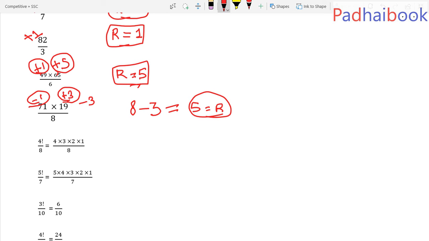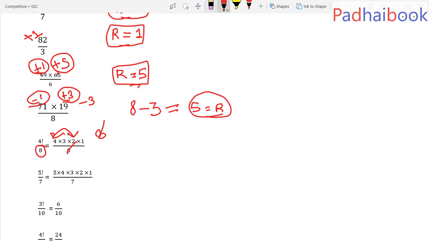Now in this example, what we are going to learn is, we are asked what remainder we will get when we divide 4 factorial by 8. As you can see, when we multiply 4 by 2, what do we get? We get 8. Now 8 gets cancelled with another 8. Hence, the factor of the denominator is present in the numerator itself.